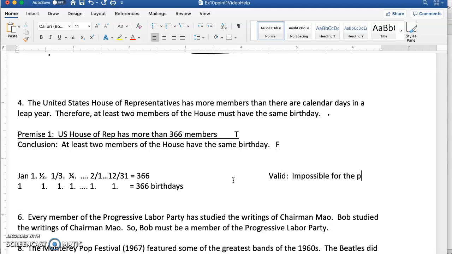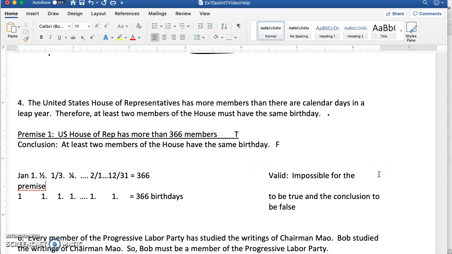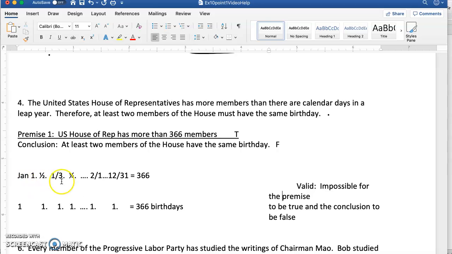Impossible for the premise to be true and the conclusion to be false. Right? Sorry, I should say premise, and now it's going to screw up everything. All right, you get the idea, though.